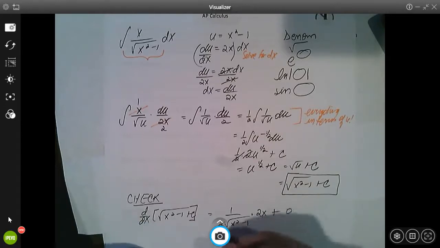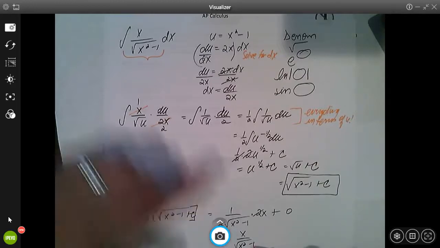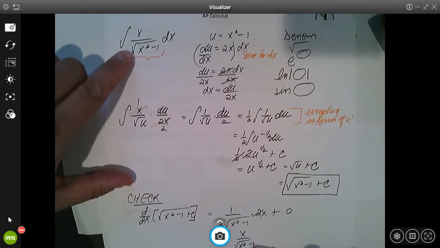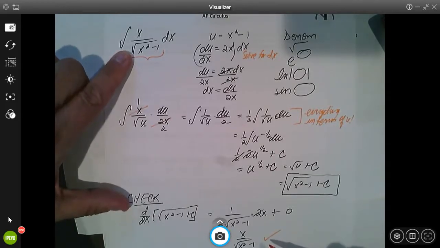I've got a 2 in the denominator being multiplied with a 2x. I have a common factor. And you get x over the square root of x squared minus 1. This is exactly where we started. So I know that I've done this correctly. I've integrated correctly. Nice job.